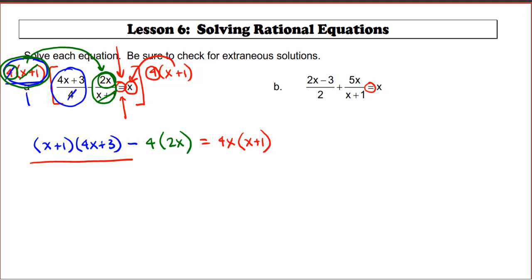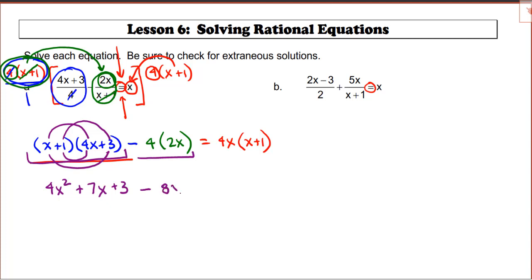So then I'm going to take this guy and clean it up. What's this? 4x squared. You guys have a good memory? Let's find out. What's this? Hold that thought. What's this? What's 4x and 3x? Good memory. And what's this? 3. And then, what do I get here? Minus 8x. And what do I get here? 4x squared plus 4x. Good job.